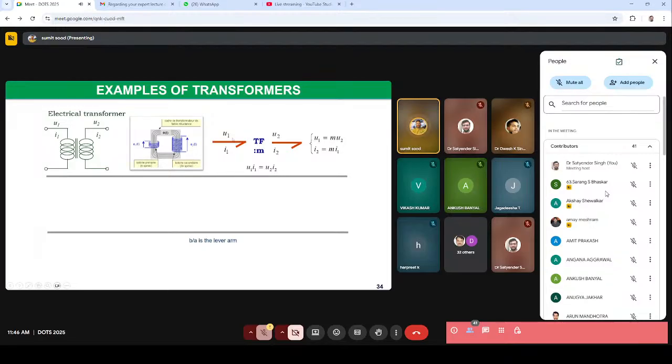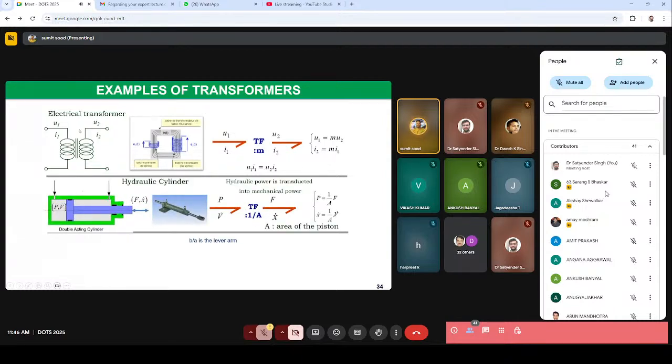If you see here, there is a relationship between effort 1 and effort 2 that is represented by this equation, and similarly there is a relationship between flow 1 and flow 2 that you can see here. Likewise, we can see other examples. For the hydraulic cylinder, this can also act as a transformer that converts hydraulic power into mechanical power, again represented with the help of the transformer. Or it could be a lever, which also acts as a transformer in order to transform the power from a small effort to a bigger effort.